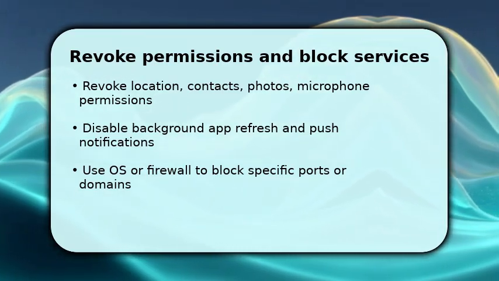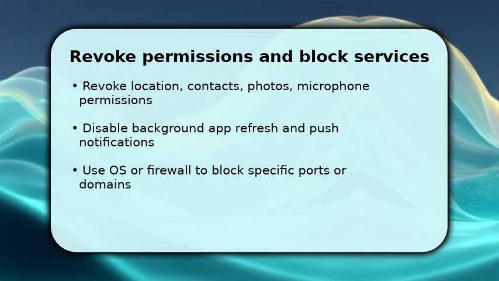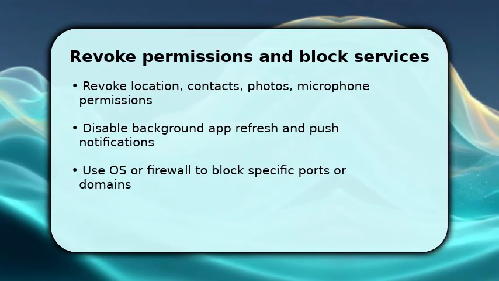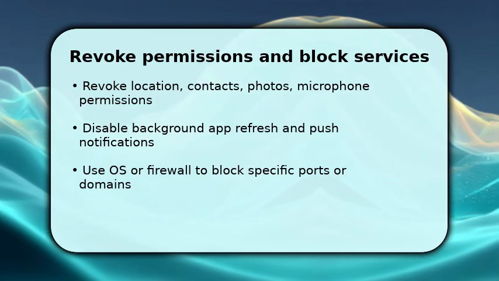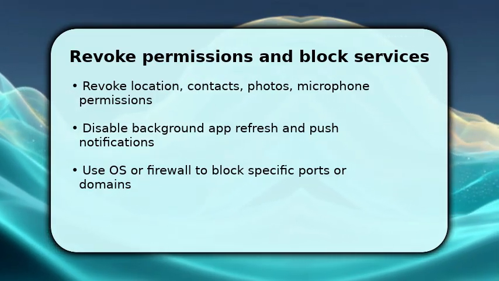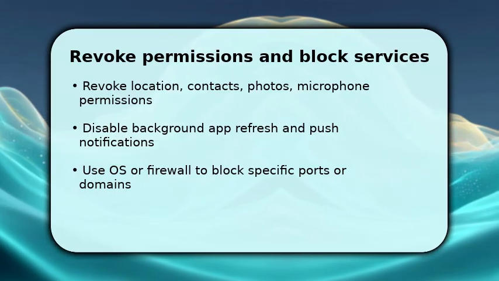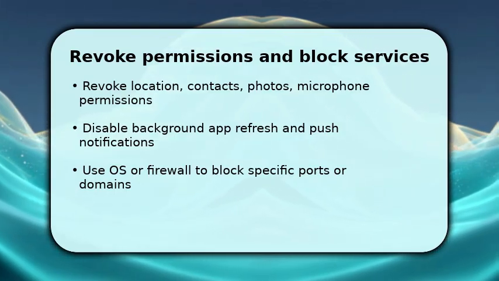For stronger control, use the OS-level firewall or a router rule to block the app's domains or ports. This stops telemetry and API calls. Make sure to test the app after each change to confirm data flow has stopped.